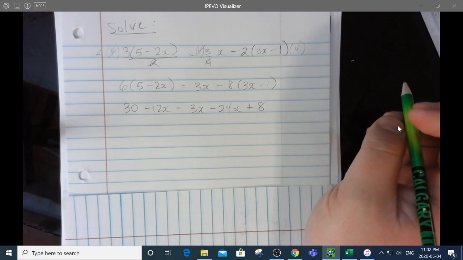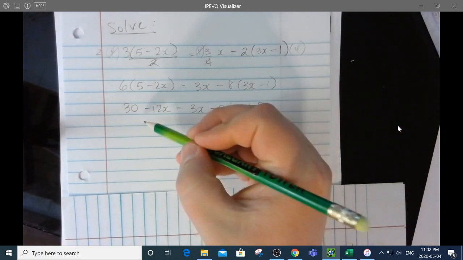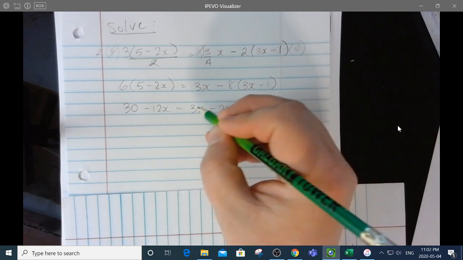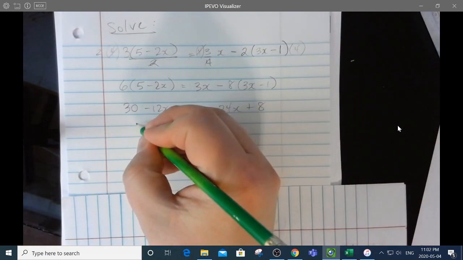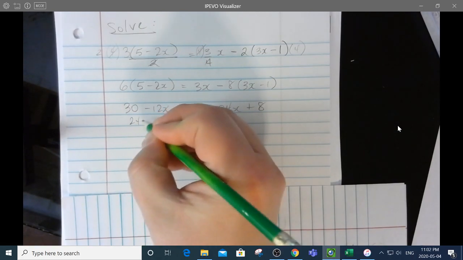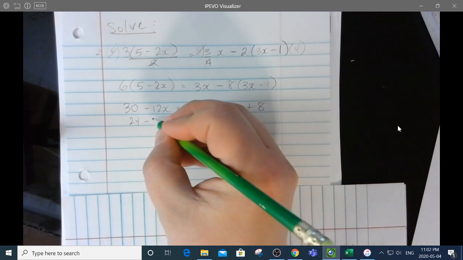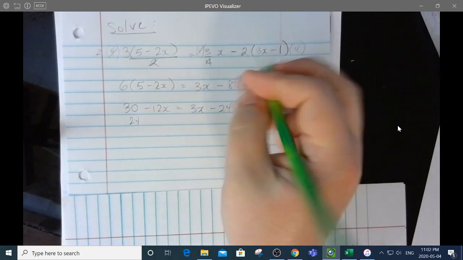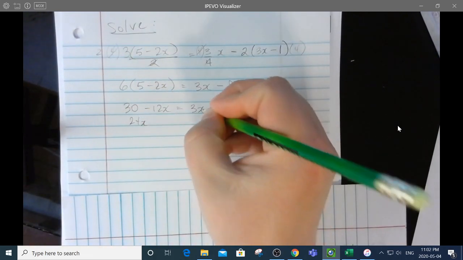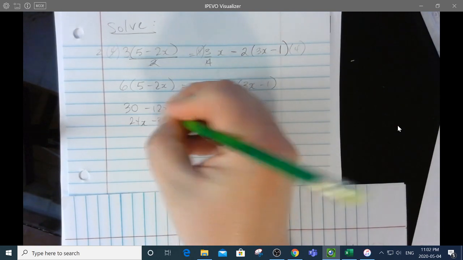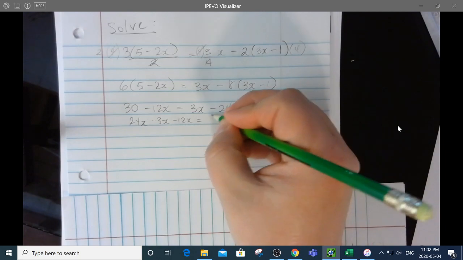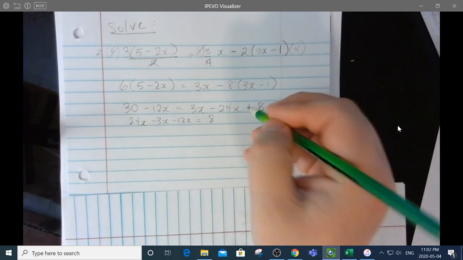Then I think I would like to collect all my x's on this side and all my constants on the other. So I'm going to add 24x to this side. Whoops, that's a mistake. 24x that I added to this side. I'm going to subtract 3x from both sides. And then I still already had a minus 12x on this side. Over here I had an 8, and now I'm going to subtract 30 from both sides.